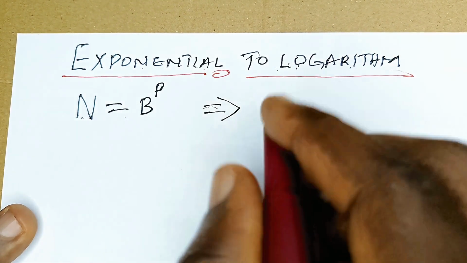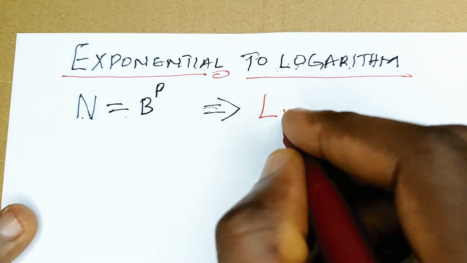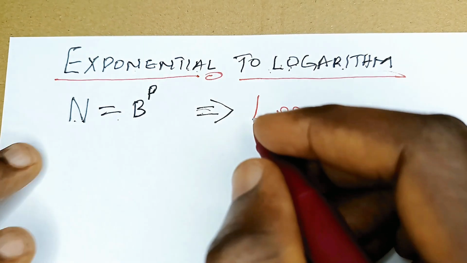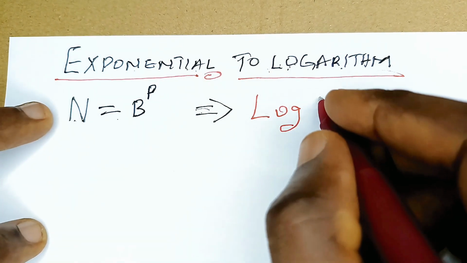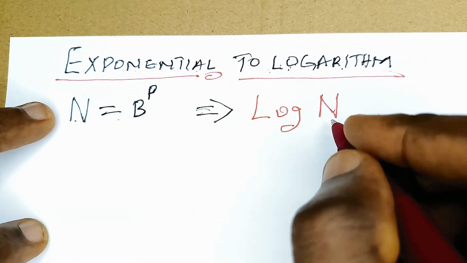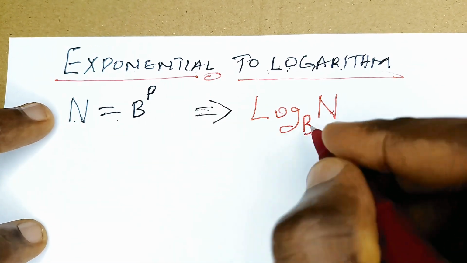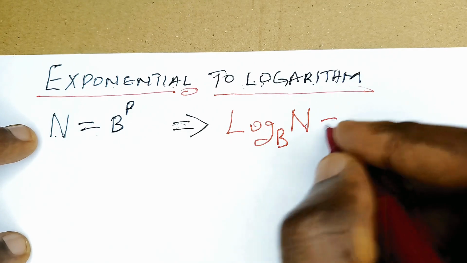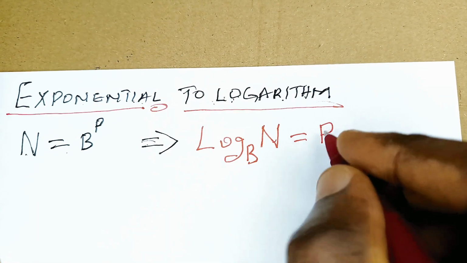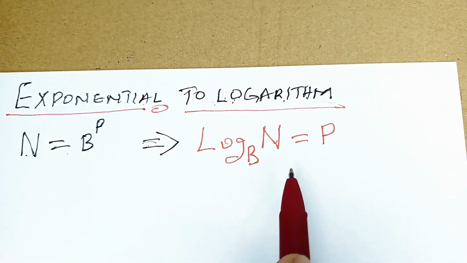Converting to log, it means we have log of number. This is the number. Log of number. The base is always in this format. It will be equal to the power. So the setup is this.